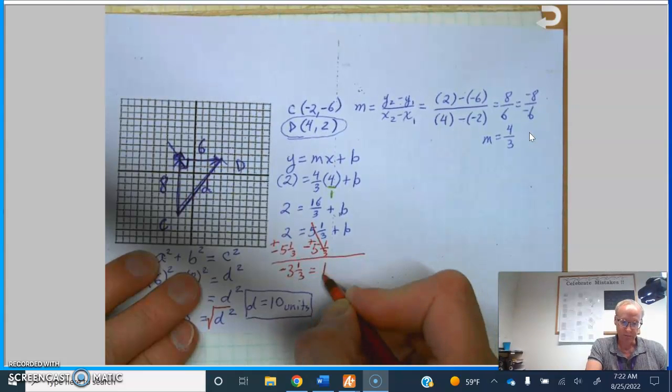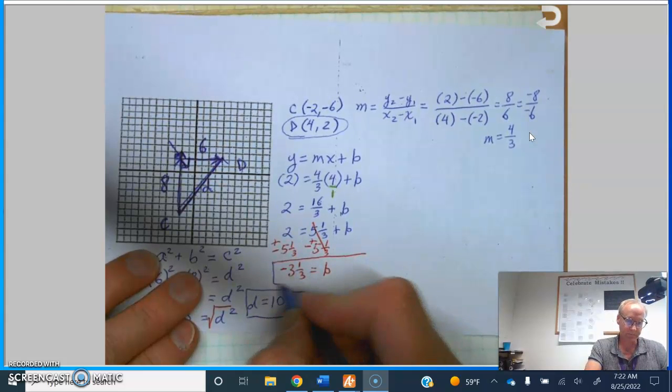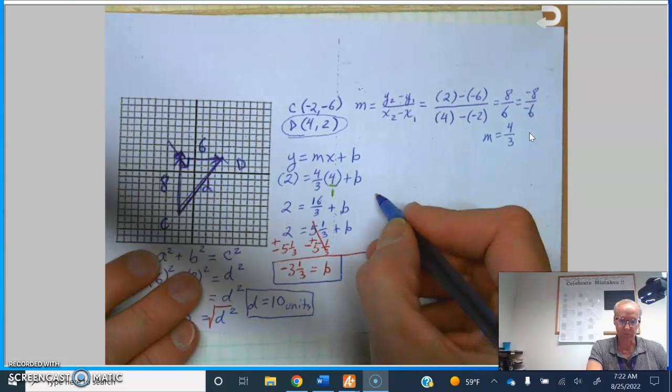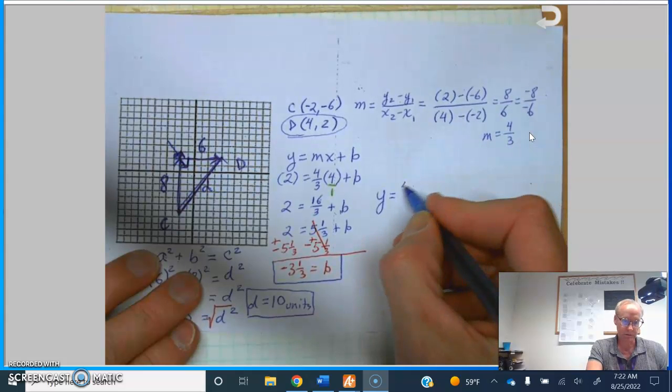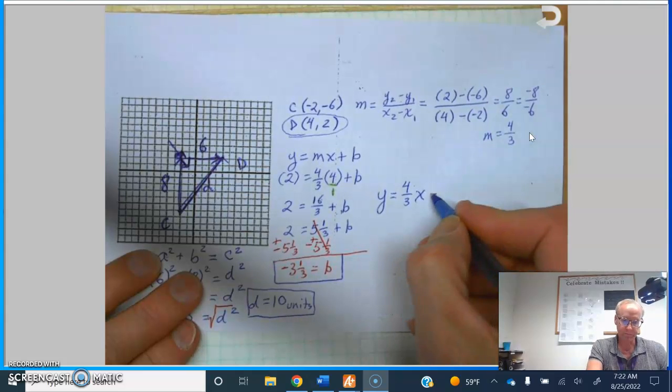And that is my b value. So -3 1/3 is b. And then I can write my equation in slope-intercept form. Y equals 4/3 x minus 3 1/3.